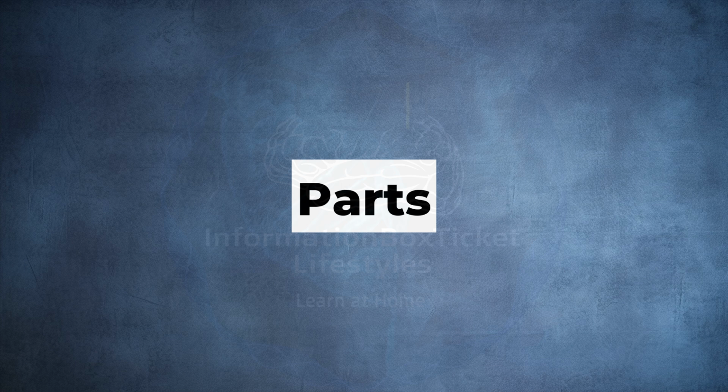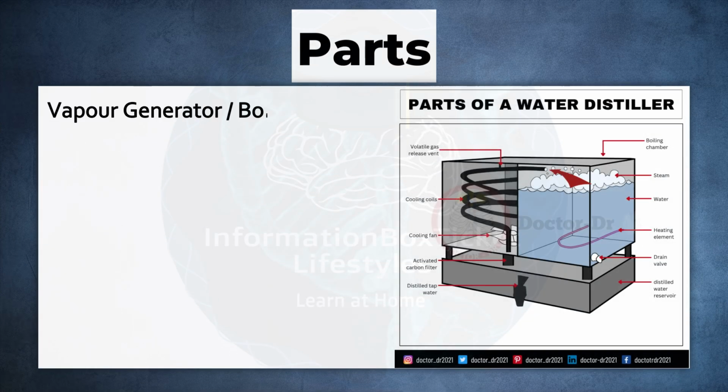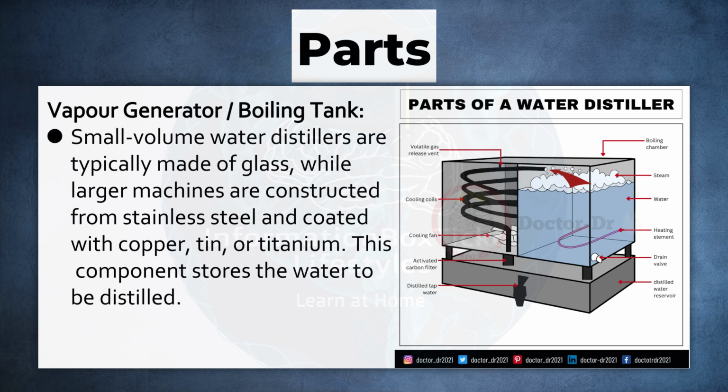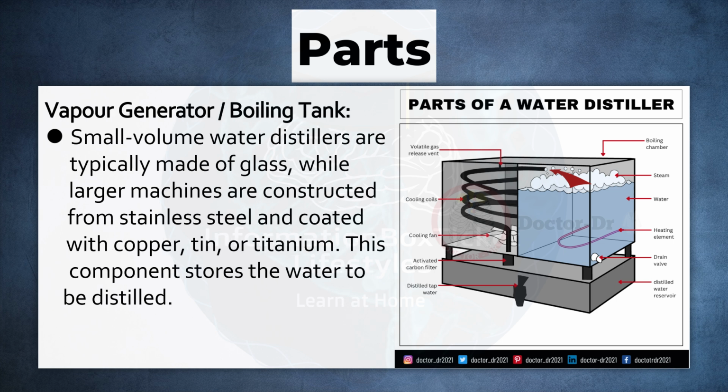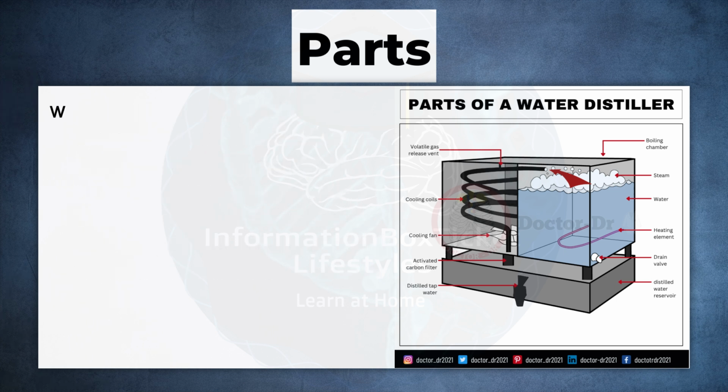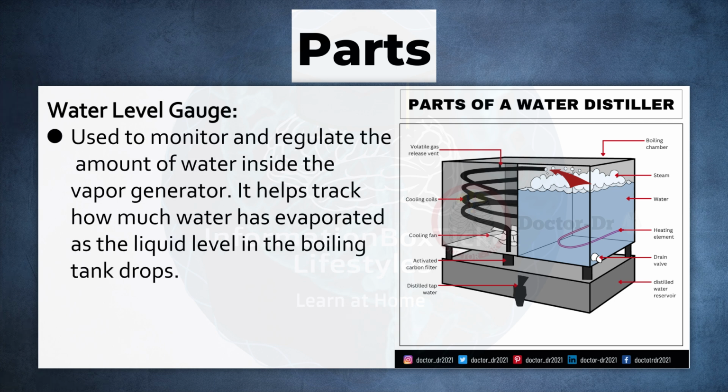Parts of a water distiller. Vapor generator / boiling tank. Small volume water distillers are typically made of glass, while larger machines are constructed from stainless steel and coated with copper, tin, or titanium. This component stores the water to be distilled. Water level gauge. Used to monitor and regulate the amount of water inside the vapor generator. It helps track how much water has evaporated as the liquid level in the boiling tank drops.